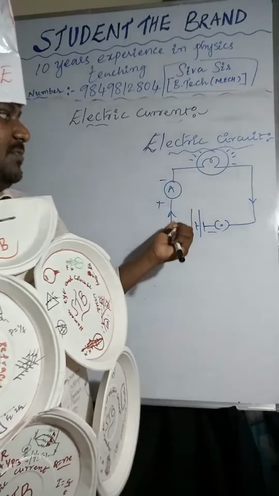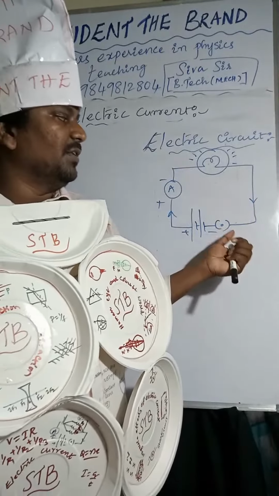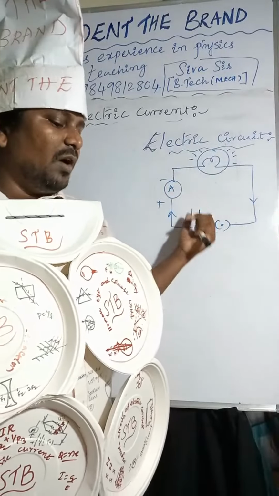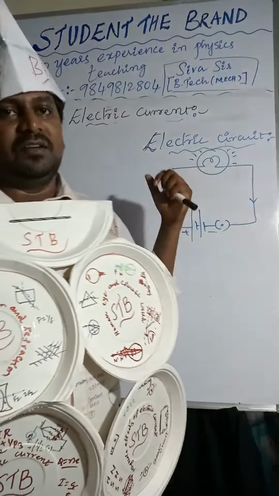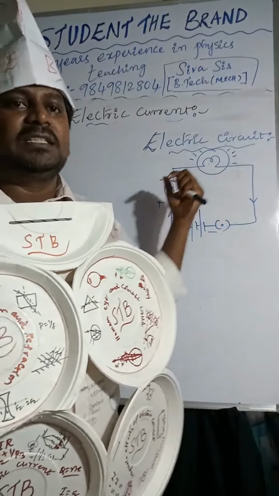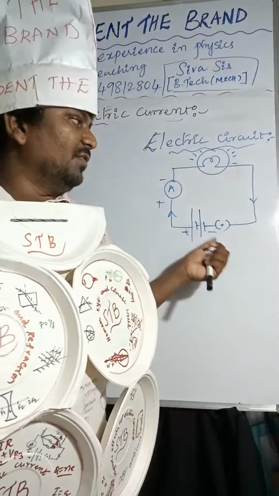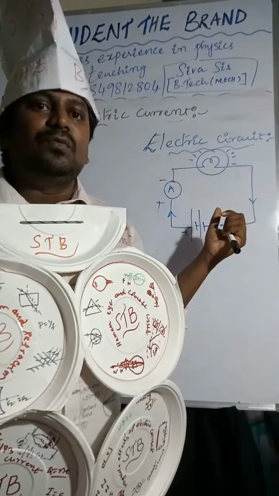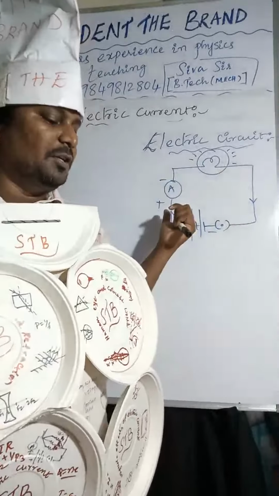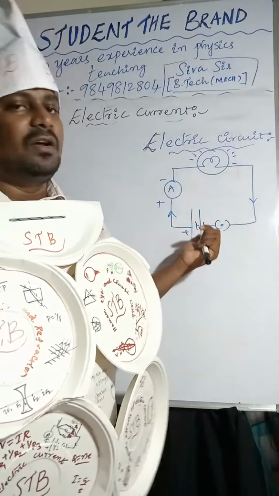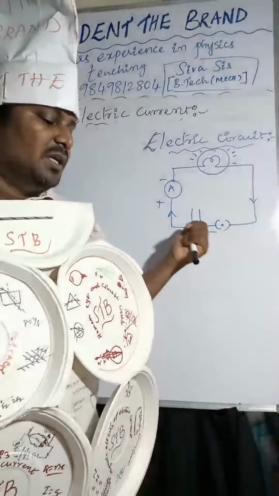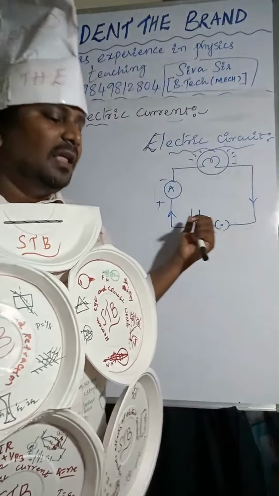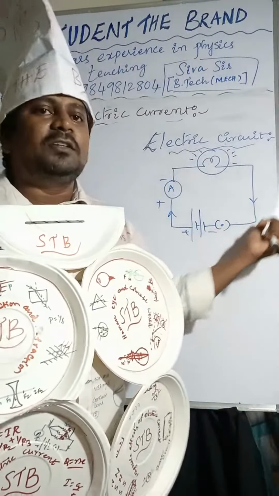So positive charges will move from the positive terminal to the negative terminal, whereas negative charges will move from the negative terminal to the positive terminal. The flow of positive charges is considered as conventional current. Flow of electrons is considered as electric current. So electrons will move from low potential to high potential. Positive charges have high potential, so negative charges have low potential. Positive charges will move from high potential to low potential, and negative charges will move from low potential to high potential.